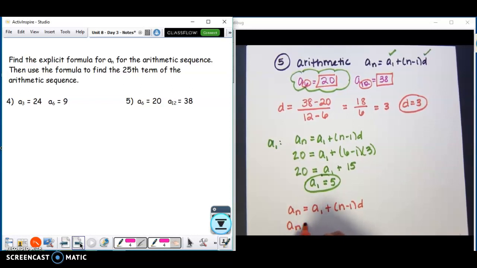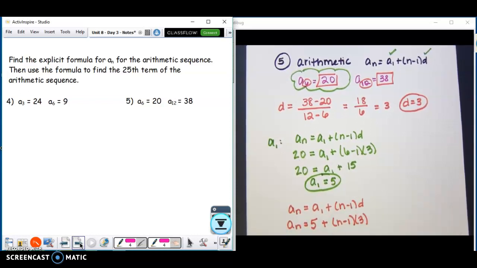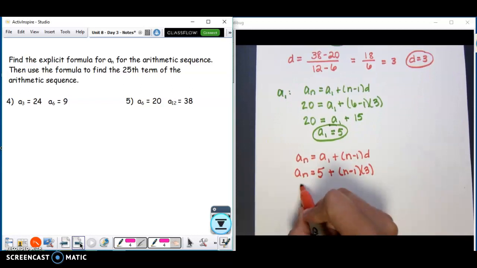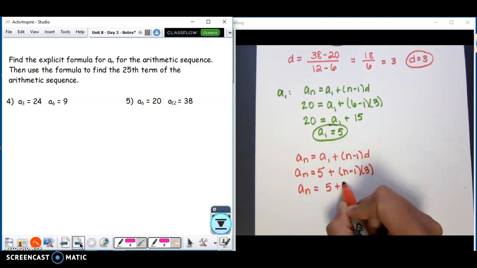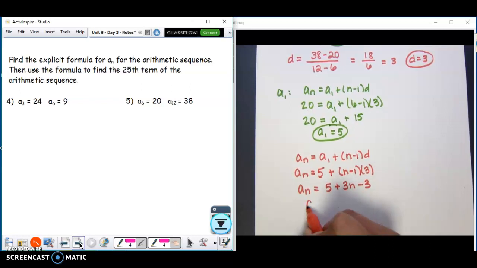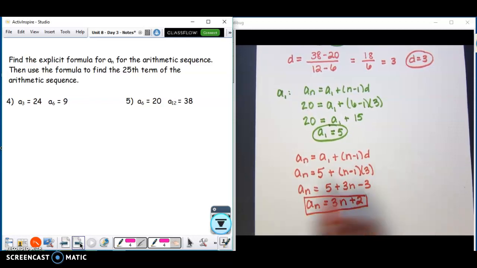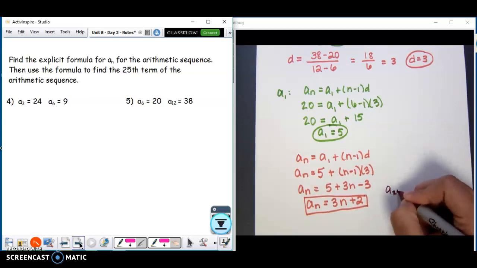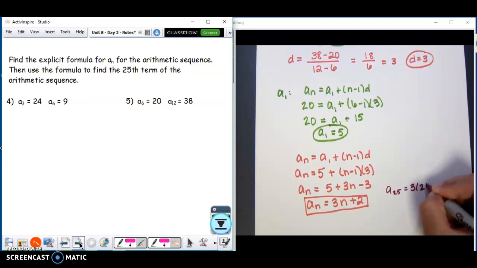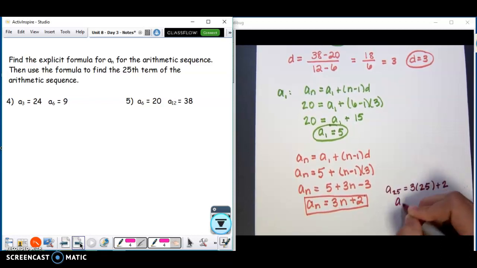So a sub n equals, a sub 1 is 5, going to keep n minus 1, common difference is 3. So now I can distribute out that 3. And then if we combine like terms, we'll end up with a sub n equals 3n plus 2. And once again, it wanted me to find that 25th term. So a sub 25, we're just going to plug in 25. So for a sub 25, we'll get 77.